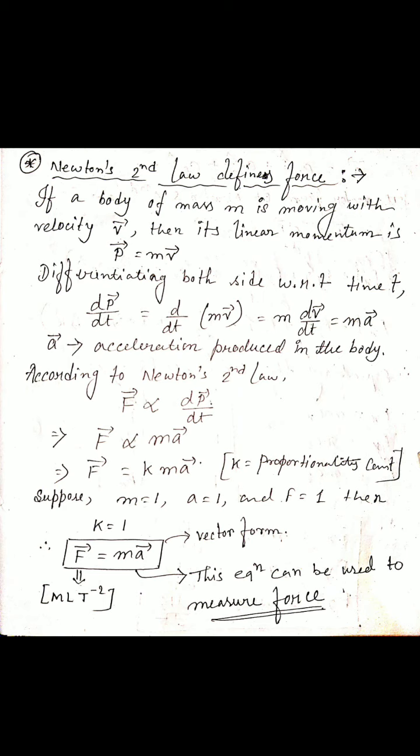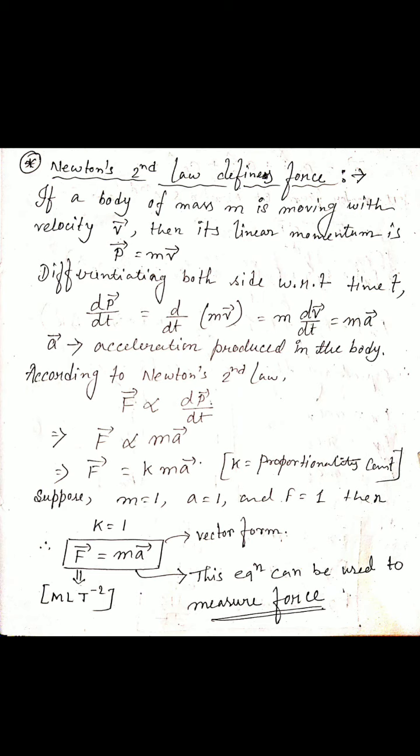So p equals m into v. m is the mass, v is a vector, and p is a vector quantity. Now if we differentiate both sides with respect to time t, we can write dp by dt equals d by dt of mv. Mass is constant, so we have m times dv by dt, the rate of change of velocity, and that is acceleration, which is also a vector quantity. So we can write dp vector by dt equals m into a vector.